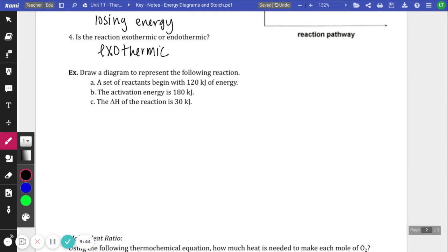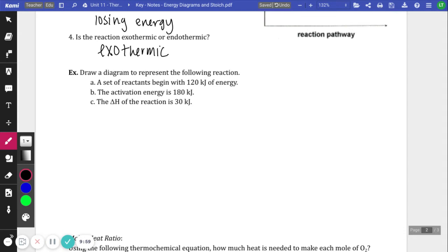Now, on the next example, I'm going to have you try to do it on your own. I know it might be a little hard, but you're going to try to draw a diagram that actually represents the reaction below. I'm going to have you try it, and then I'll go through and go over it with you.